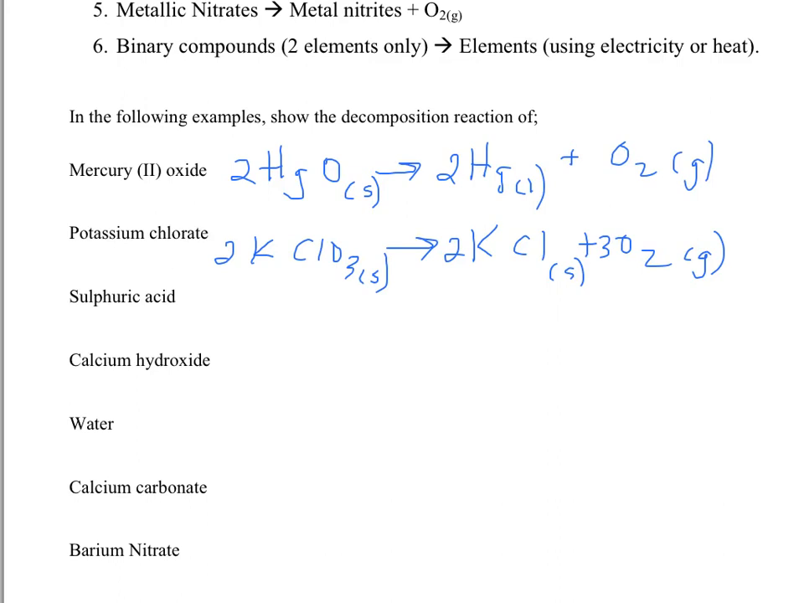Sulfuric acid decomposing is an example of pattern number 2. Sulfuric acid has the formula H2SO4. Acids decompose into nonmetal oxides and water. If I take the 2 hydrogens and 1 oxygen away from the H2SO4, that leaves me sulfur trioxide left over. Sulfur trioxide is a gas, and H2SO4 is an acid considered ionic. In a decomposition reaction, it should be a solid.